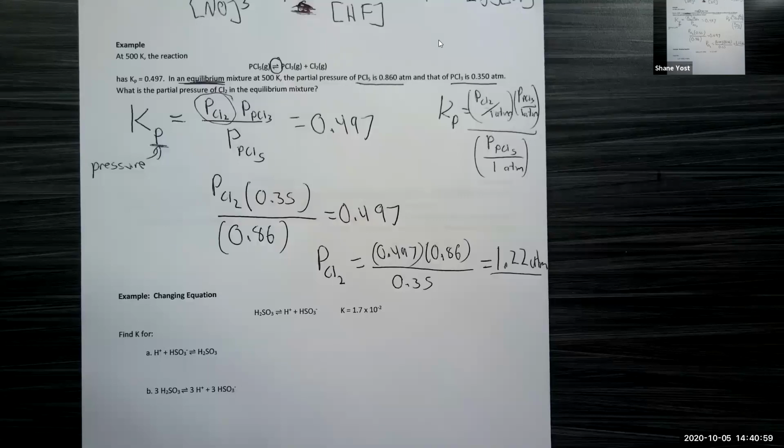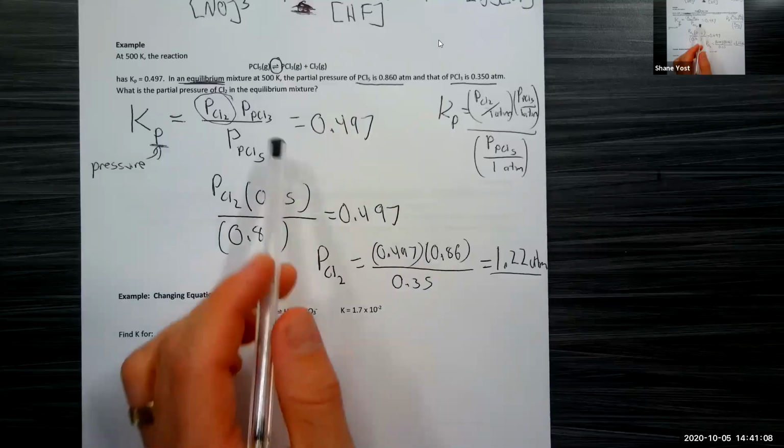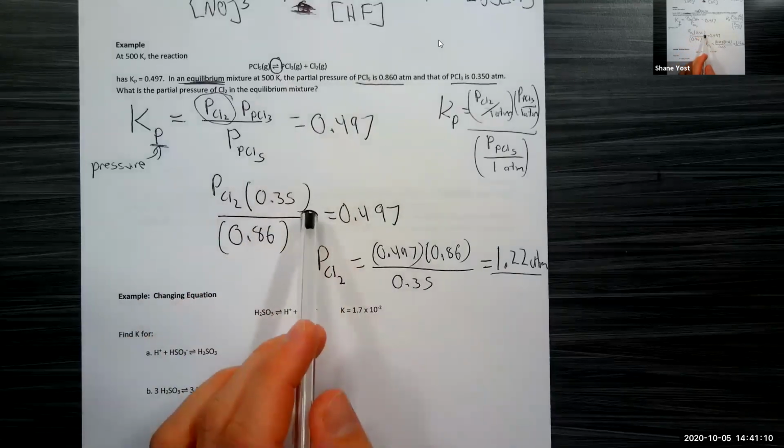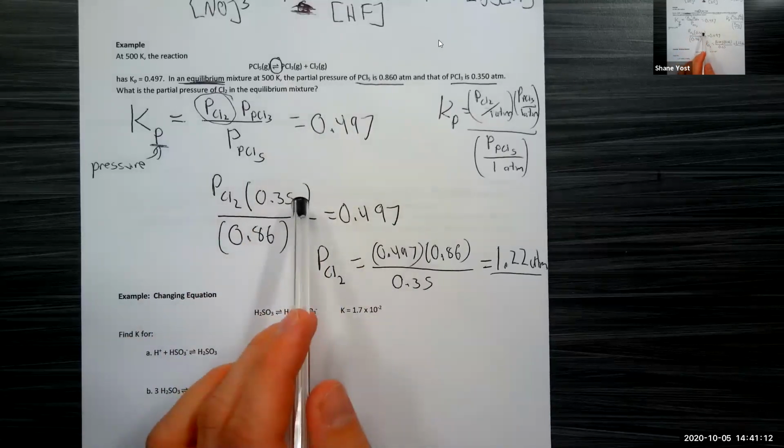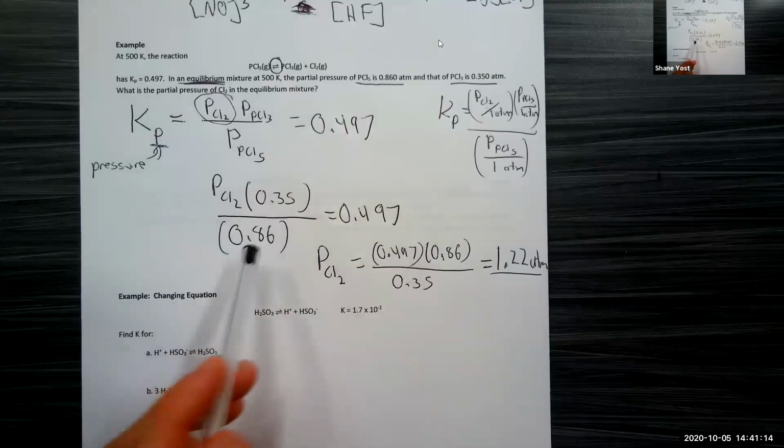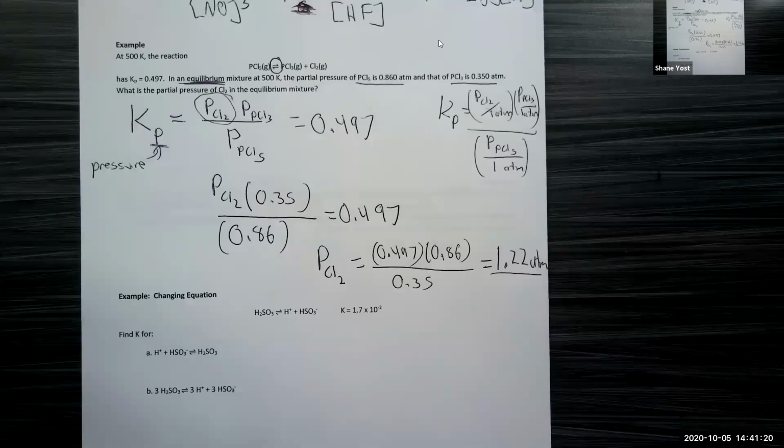So I know that the partial pressure of Cl2 at equilibrium has to be 1.22 atmospheres, because that's the only partial pressure that satisfies this relationship, given the partial pressure of PCl3 is 0.35 atmospheres and the partial pressure of PCl5 is 0.86 atmospheres. So, questions about this problem, how we got 1.22 atmospheres, why we set it up the way we did?